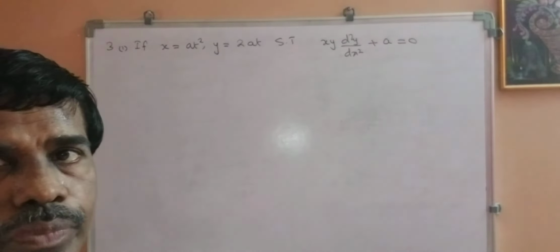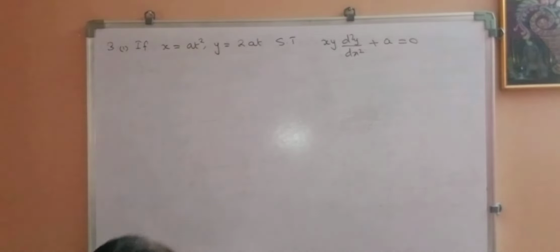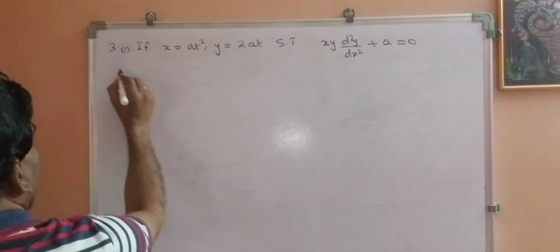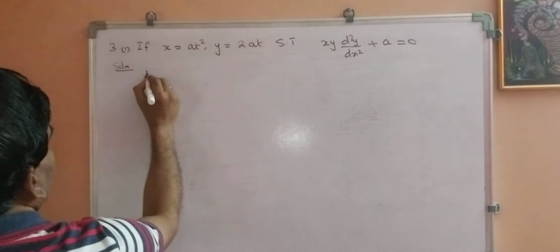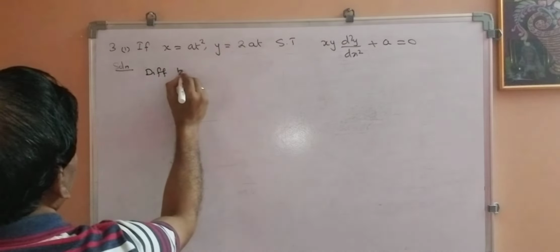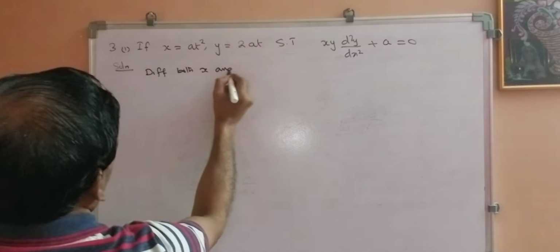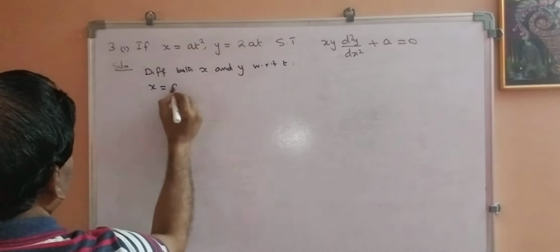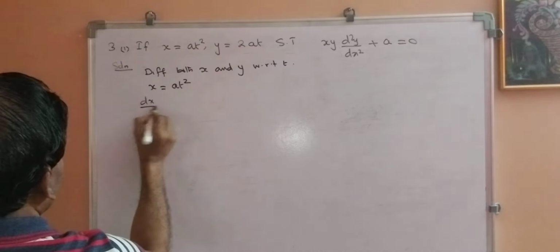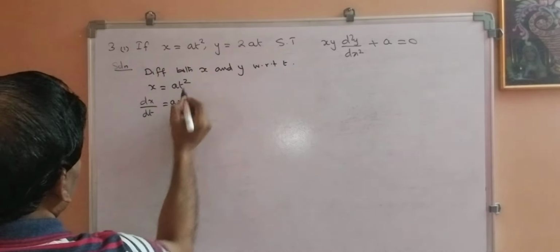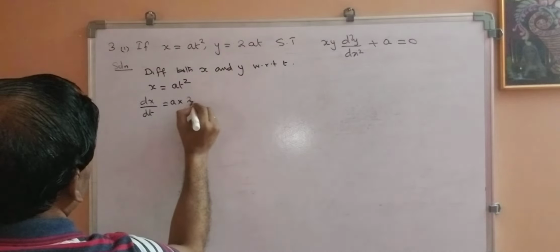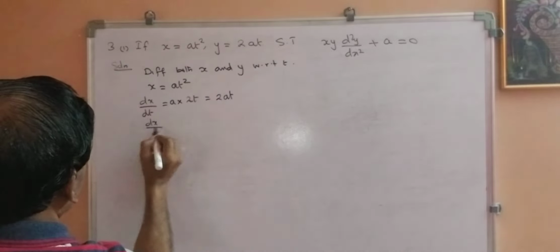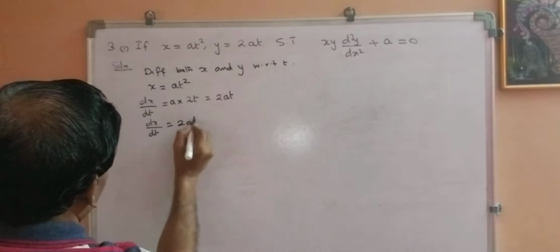Look at this sum. See, they have given certain things, but you have to prove something. Don't worry. First of all, what you have to find out here? The second derivative. Let us do that. Solution: differentiating both x and y with respect to t. So x equal to at square. Therefore, dx by dt equal to a into derivative of t square, 2t. So dx by dt equal to 2at.